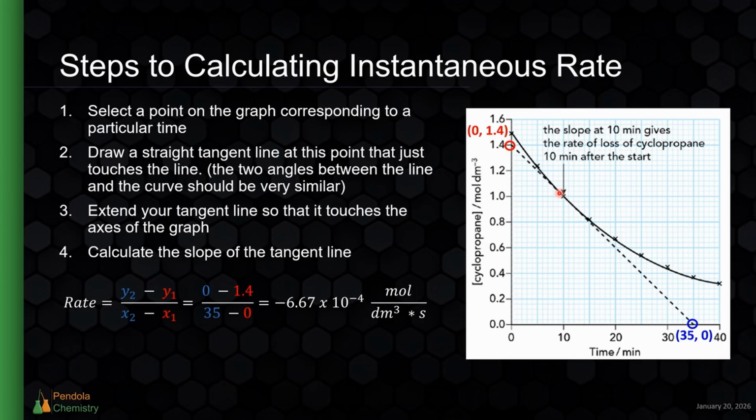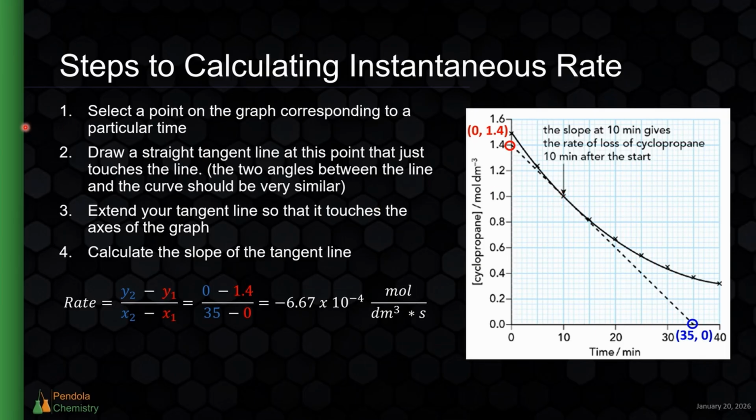Again, the tangent line doesn't need to be perfect. What you're looking for is that the two angles between the line and the curve should be very similar, meaning that the angle that forms right here and the angle that forms right here should be very similar, and that line should only be touching this once.